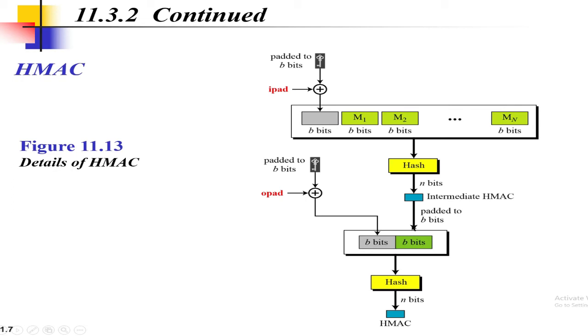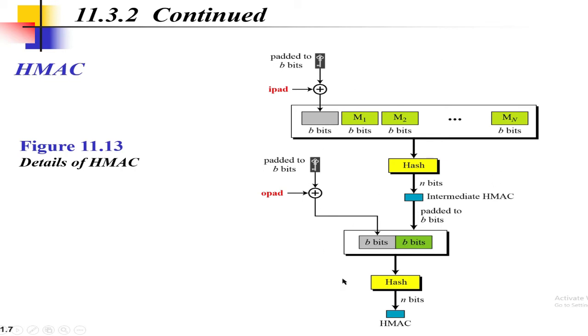Now again the secret key is left padded and XORed with another constant called output pad, and the output of this is prepended to the intermediate HMAC. Now the whole is passed through the hash algorithm, and ultimately we get the HMAC, that is the hashed message authentication code. So this is the overall HMAC.